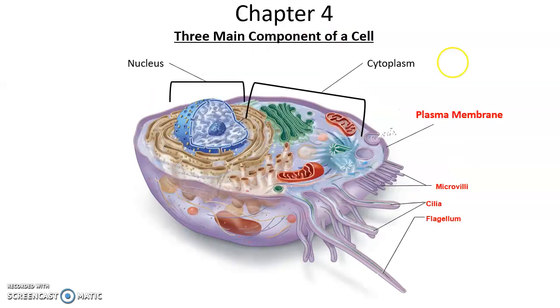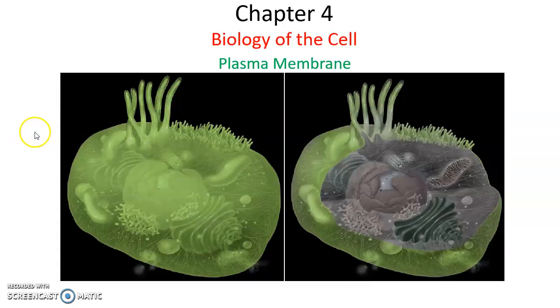When we talk about cells, we break them down into three main component portions. There's the plasma membrane, which is the structure that forms the border, the surface of the cell, which includes these extensions, flagellum, cilia, and microvilli. It includes the nucleus, the largest organelle that houses the DNA, and then everything between the plasma membrane and the nucleus, and that's referred to as the cytoplasm. Cytoplasm is everything between the nucleus and the plasma membrane.